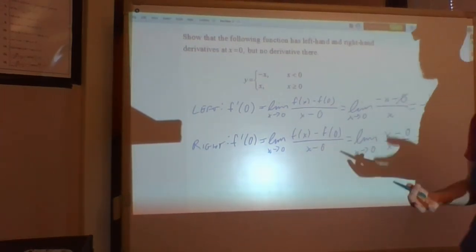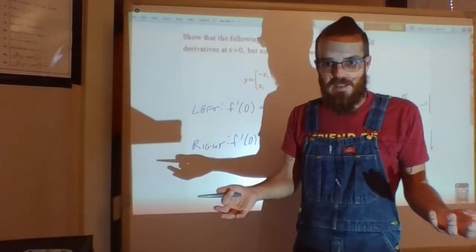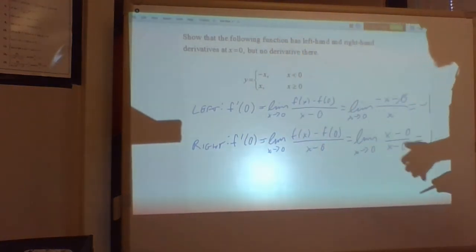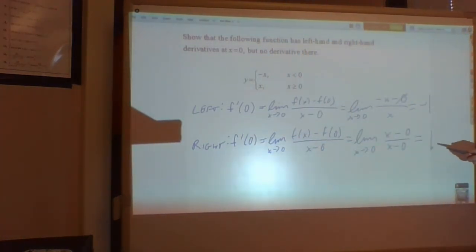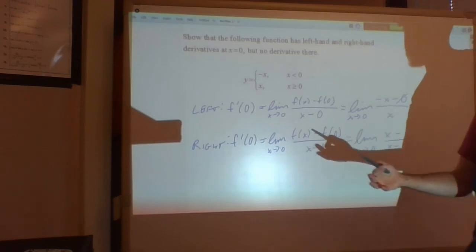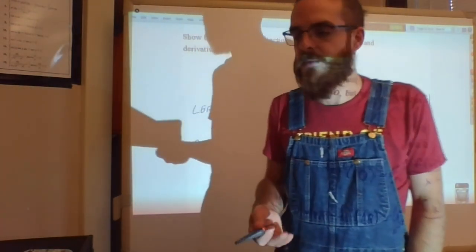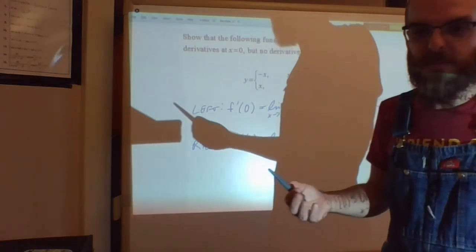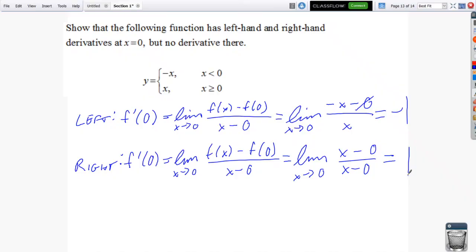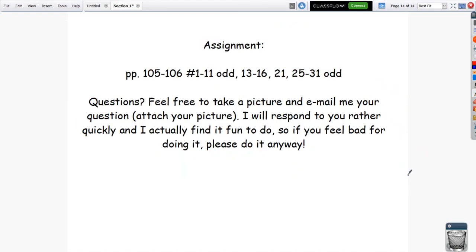Keep in mind, a derivative is itself a limit. So for a limit to exist, the limit has to be the same from the left and the right. -1 and +1. Are they the same? No. So the derivative does not exist for this function. The function is non-differentiable at 0. It happens to be differentiable everywhere else, but not at 0. Again, next section, we'll talk about differentiability.